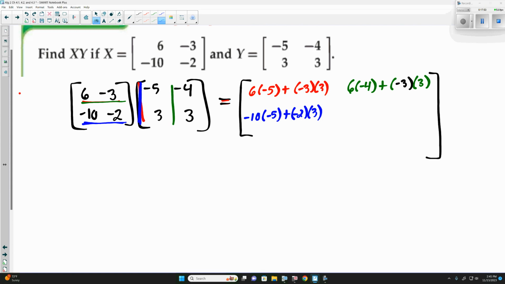So like -10 and then -5, right? Yep. I plugged it in, but I don't know if that's right. So 6, -3, 5, 3. 6 with the -5, -3 with the 3. So then the second spot, so -10 with the -5, -2 with the 3.